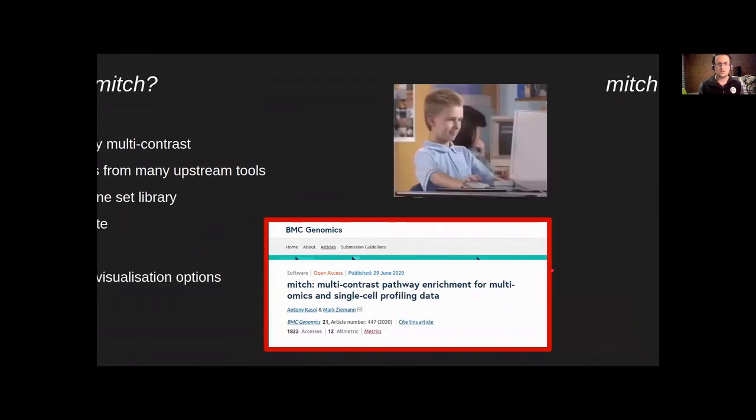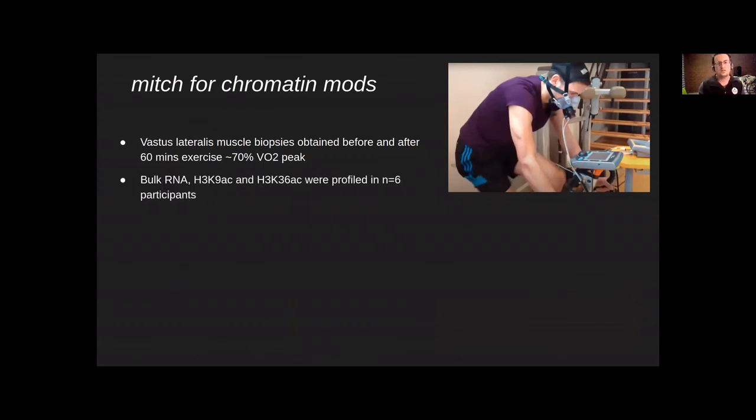So I'm going to dig into a specific example for where we've used Mitch to look at dynamic changes in chromatin modification, in particular an exercise study. We were lucky enough to get muscle biopsies from participants before and after a 60 minutes bout of exercise at 70% of their VO2 max. And on these biopsies, we did bulk RNA sequencing as well as ChIP-seq for the acetylation of histone 3 lysine 9 and also histone 3 lysine 36.